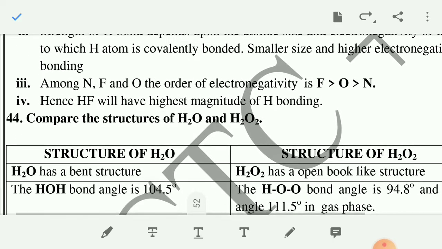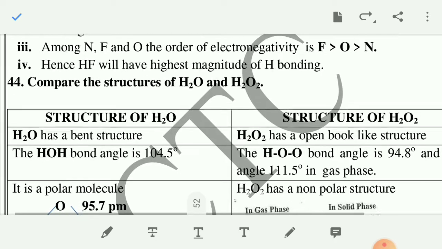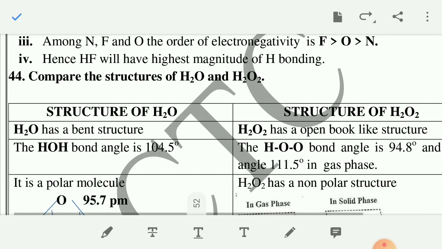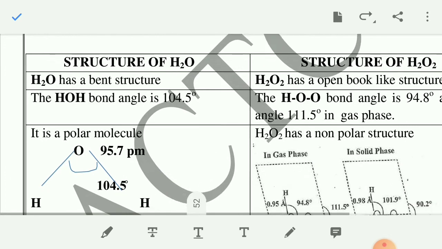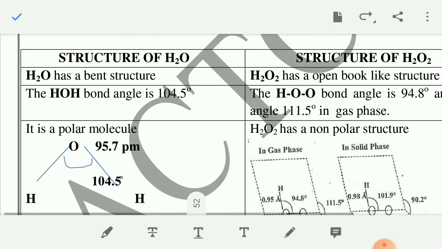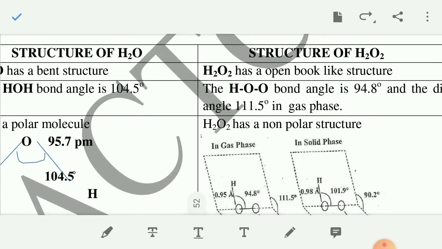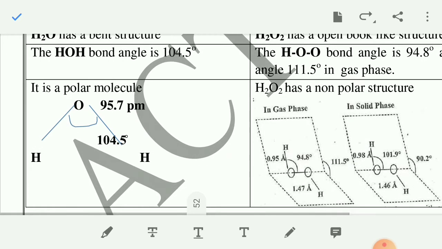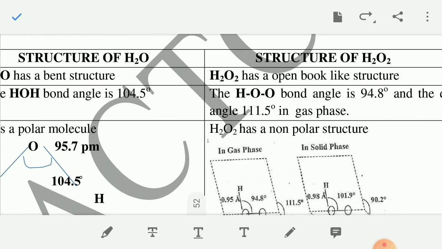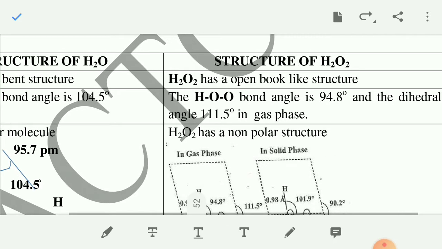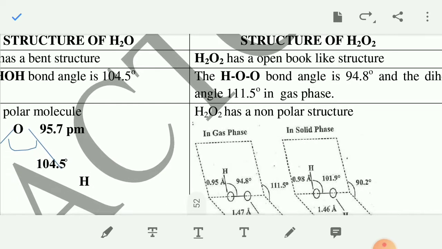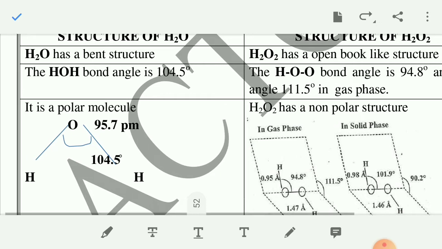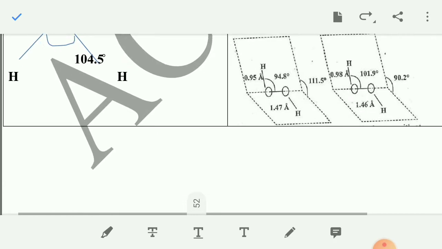The next question, compare the structure of H2O and H2O2. Water is H2O, and H2O2 is hydrogen peroxide. First point, water has a bent structure. Look at the diagram. Here the structure of H2O2 is an open book like structure. The HOH bond angle is 104.5 degrees. Here the HOO bond angle is 94.8 degrees and the dihedral angle is 115 degrees in the gas phase. H2O is a polar molecule, and H2O2 is also a polar structure.